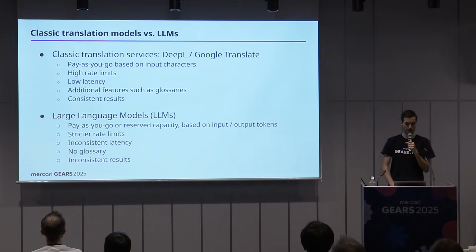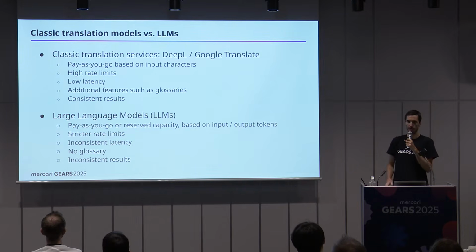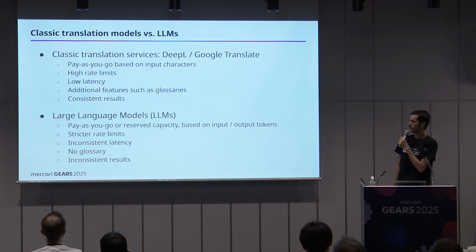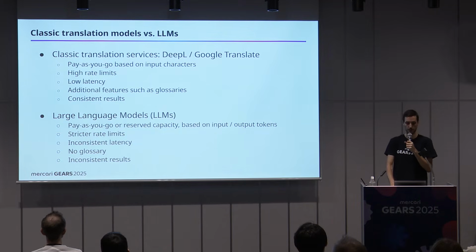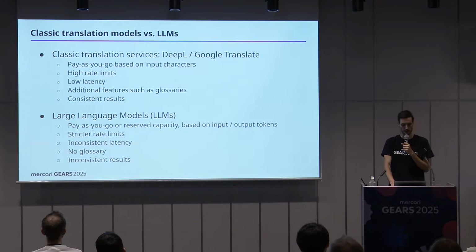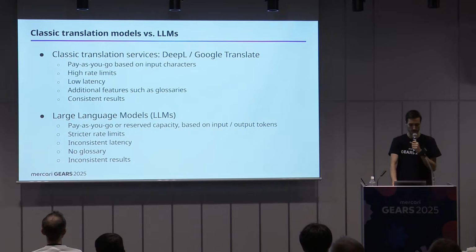With large language models, well, they have two models, either pay-as-you-go or some reserved capacity. So you book the capacity, but you pay whether you use it or not. But they have stricter rate limits, and it may not support our scale. Latency is inconsistent. You get better latency with the reserved capacity, but not so much with pay-as-you-go. It has absolutely no glossary. It's just an LLM, and results are inconsistent. You can give it the same input multiple times and get different results.